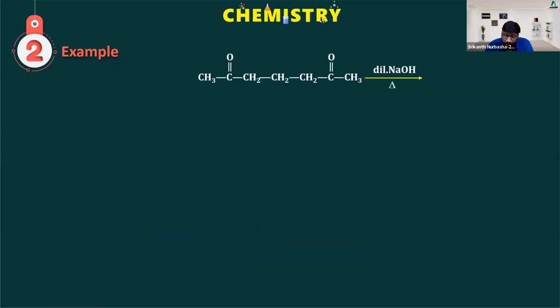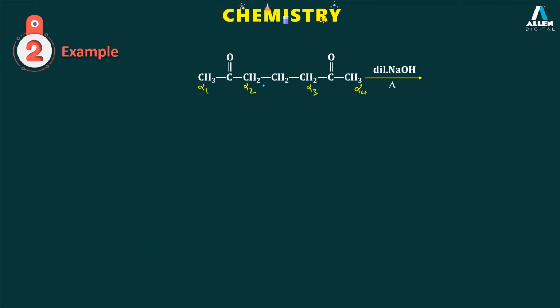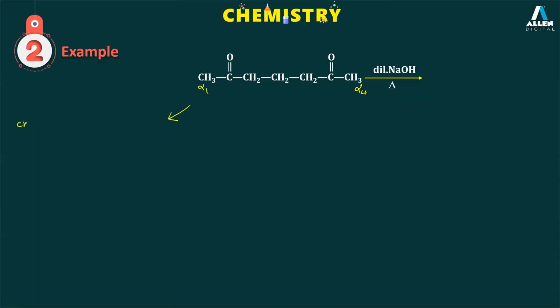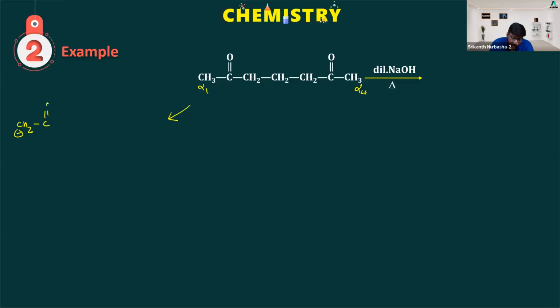So we have CH3, C double bond O, CH2, CH2, CH2, C double bond O, CH3. This is alpha 1, this is alpha 2, alpha 3, alpha 4. Which alpha carbons can I eliminate? Alpha 2 and alpha 3, because if negative charge is possible here, they will form 4-membered rings. Alpha 1 and alpha 4, are they symmetrical or unsymmetrical? Symmetrical, so I can pick a proton from any carbon. CH2 minus, C double bond O, CH2, CH2, CH2, C double bond O, CH3. The negative charge attacks this particular carbon, so that will lead to the formation of a 6-membered ring.